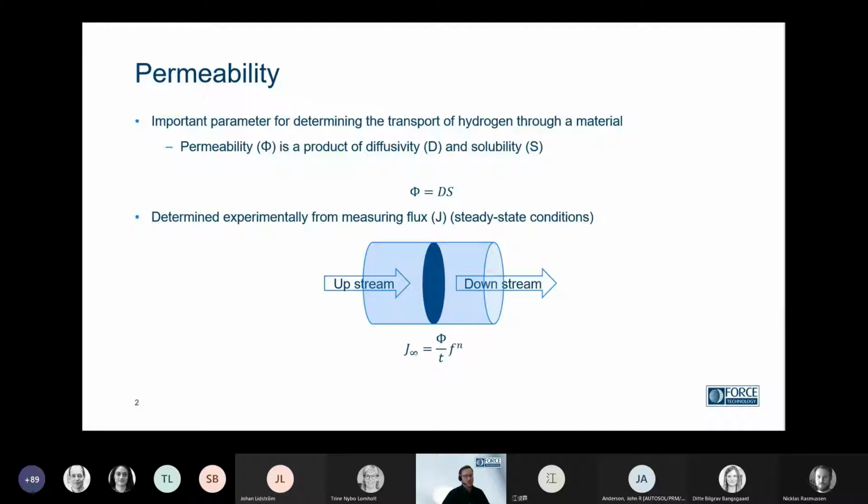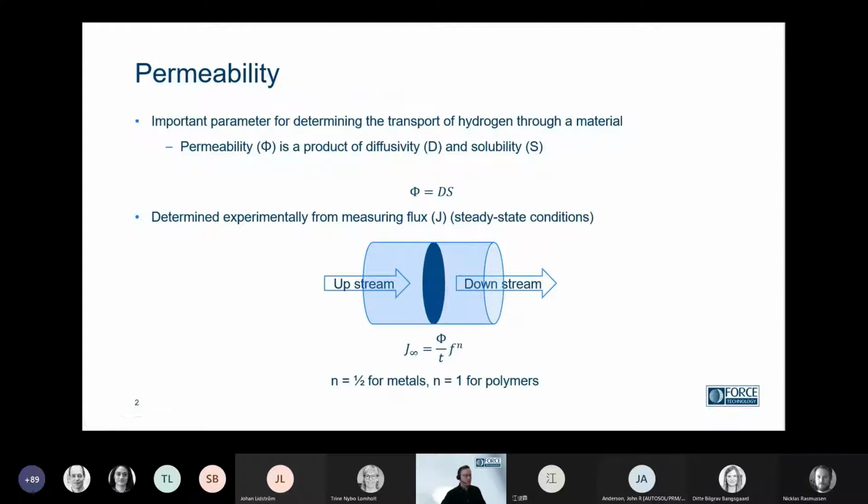What is done when you're testing to determine this is that you normally just have a disk of material that you then pressurize with hydrogen from one side, which is the upstream, and then you see how much goes through. And once you reach a steady state of flux, you use that data to determine your permeability.